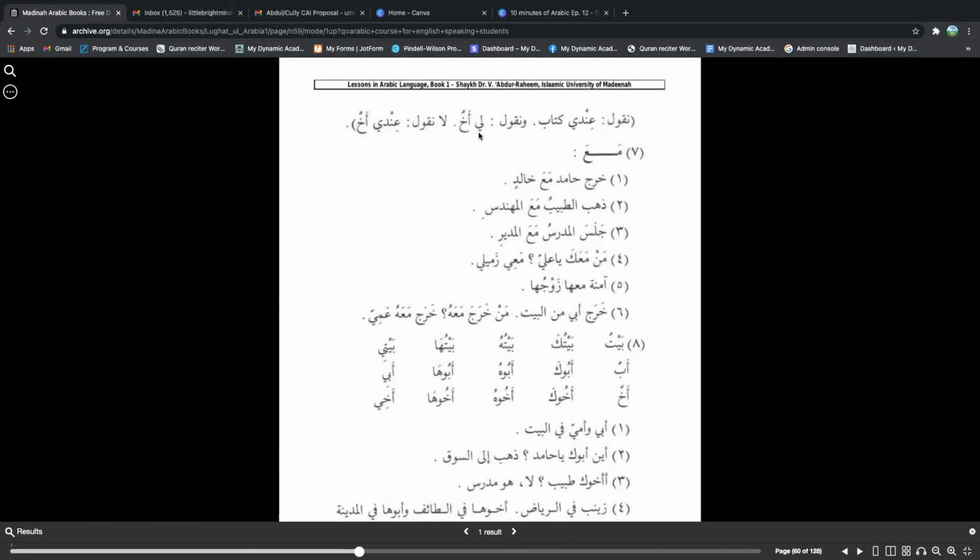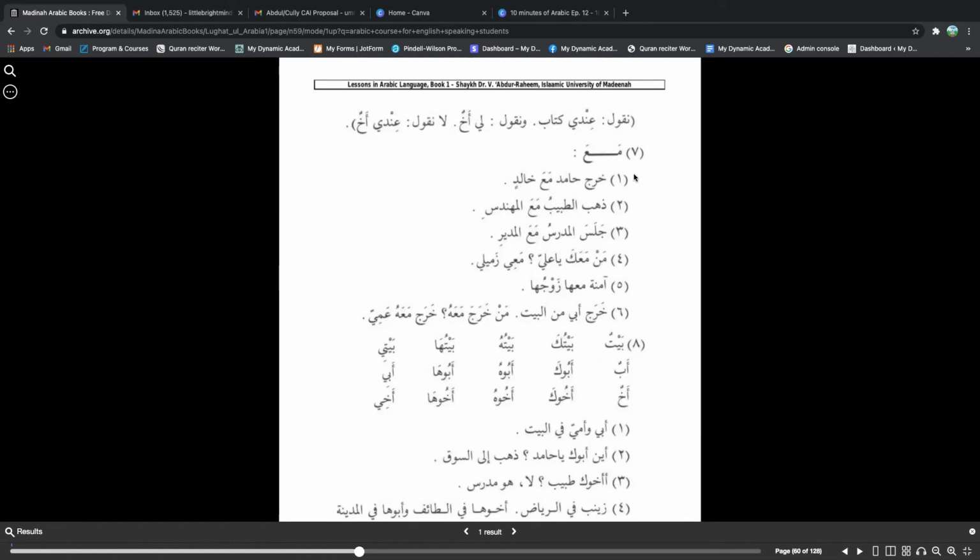Here they give an example with family members. If you're saying you have a brother, you say li akhun. I have a brother. Li akhun. You don't say indi akhun. Likewise, you say li abun. You don't say indi abun, right? Or indi ummun, indi ukhtun. For all these, inshallah, they'll give us more examples to make that clear.